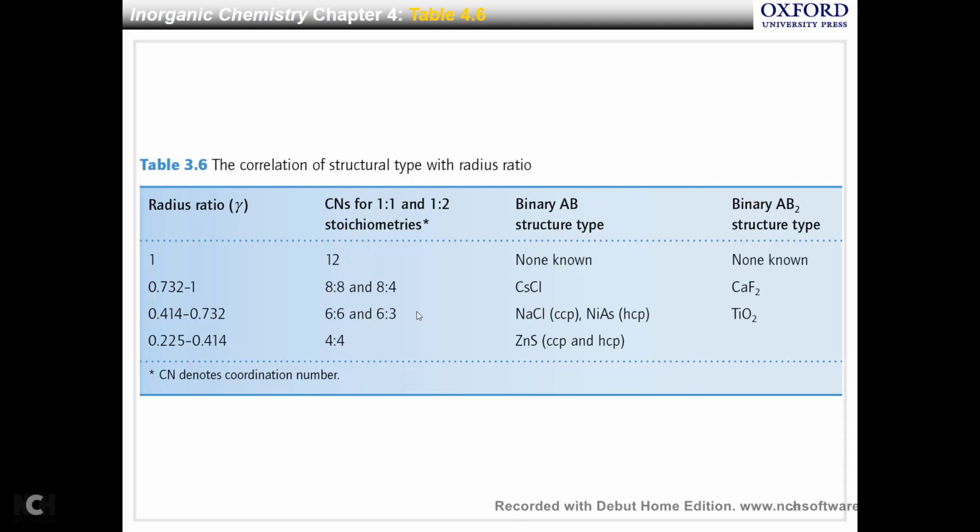So overall, these coordination numbers help the ionic structure to minimize the electrostatic repulsion and maximize the electrostatic attraction.